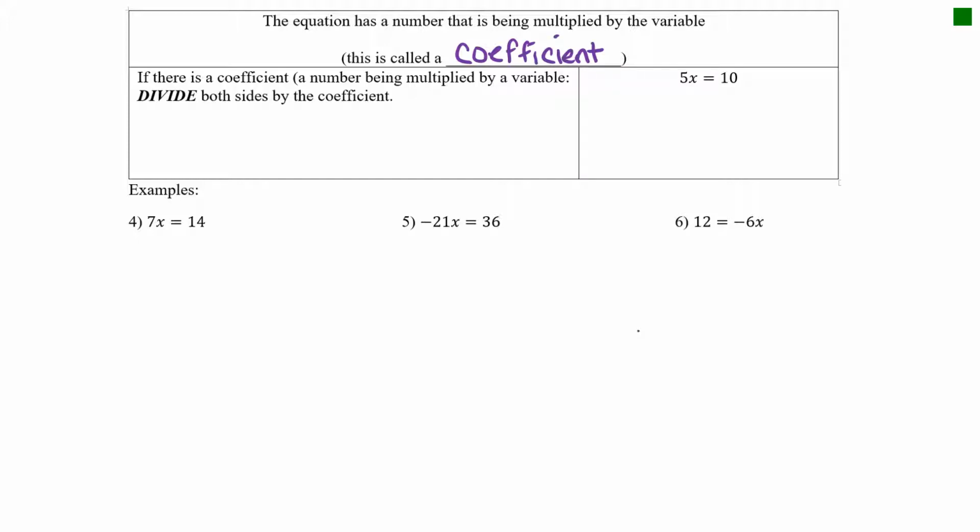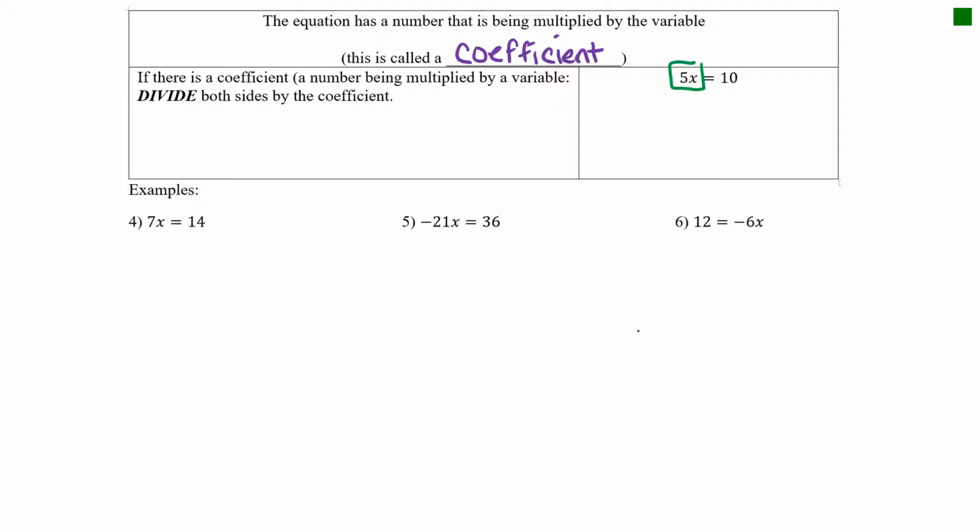Coefficient. You're going to hear that word a lot come out of your teacher's mouth. Mostly you're going to hear rant, rant, rant, but they're really saying the word coefficient. If there is a coefficient, that's the number being multiplied by a variable, we are going to divide both sides by the coefficient.